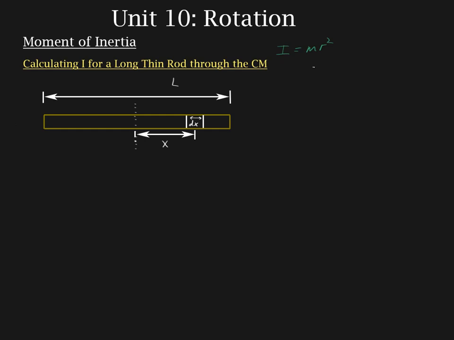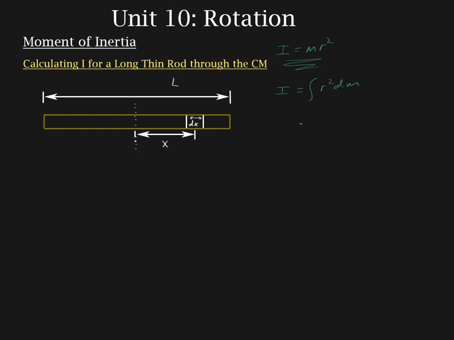And so what we're going to do is use calculus to determine what the moment of inertia is going to be. Our new moment of inertia equation is based off of this one and the summation of it. And we have I is equal to the integral of r squared dm.